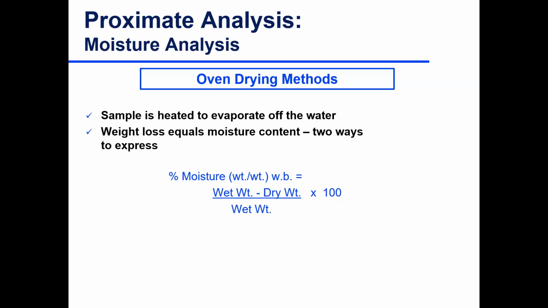And so you report percent moisture, and that's on a wet basis. So it's the wet weight minus the dry weight, which is the amount of water that was lost, wet weight minus dry weight of the product, all over the wet weight. So it's what percent of your product is water, and that's moisture content on a wet basis.